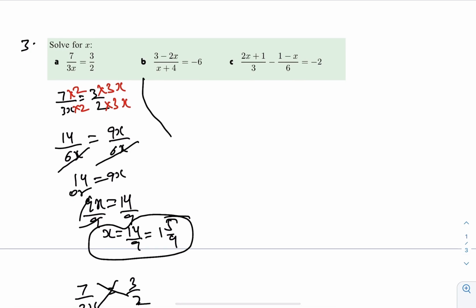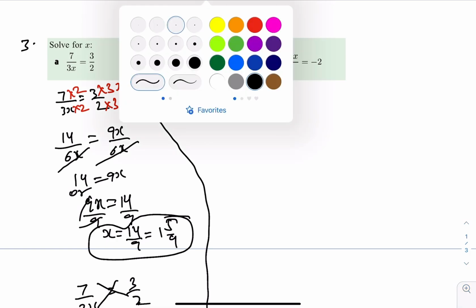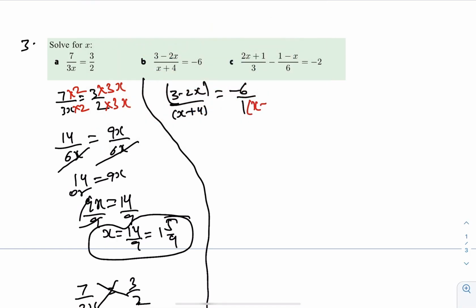So question number 3b will be, before you start, you have to make sure that you are putting brackets around the expression which consists of more than one term, and negative 6 rewrite as negative 6 divided by 1. Now to make the denominator same, we will have to multiply 1 by x plus 4 and negative 6 by x plus 4, and we have nothing to do on the left hand side. Now this gets cancelled out, so 3 minus 2x is equal to, we open the bracket, negative 6x minus 24.